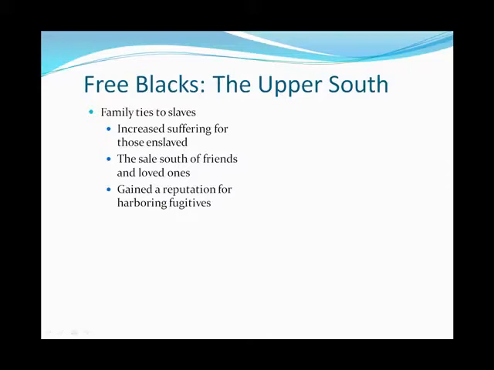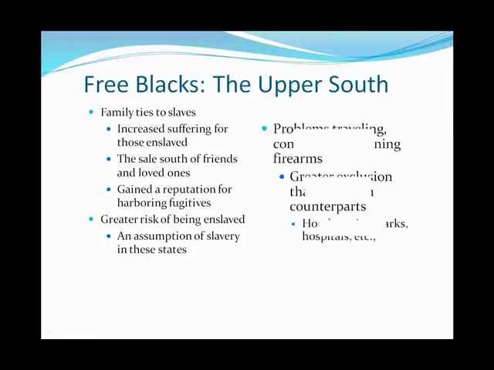But they also gained a reputation for harboring fugitives, sometimes family members, sometimes just people from their communities, from their neighborhoods. They were at greater risk of being enslaved than free blacks in the northern communities, because in the Upper South and in other parts of the South, there was an assumption that slavery was the natural condition of black people in the southern states. So if you were a free black person, you had to essentially prove that you were free because the assumption was that you were enslaved.